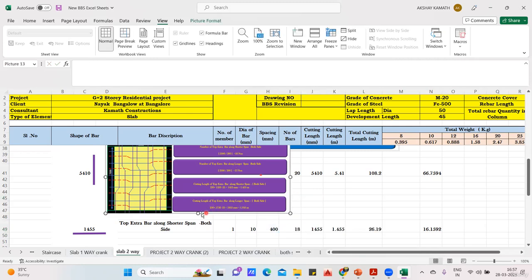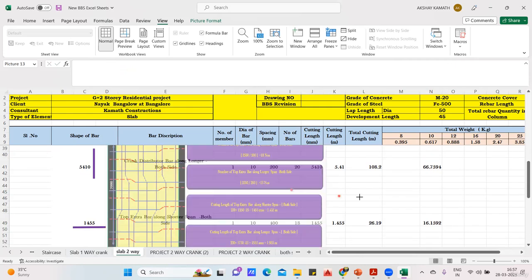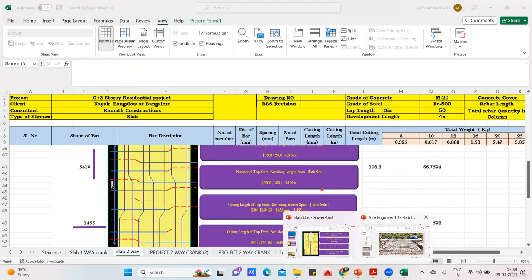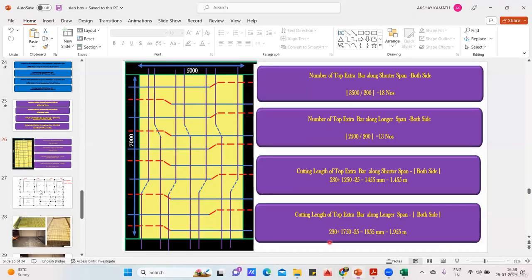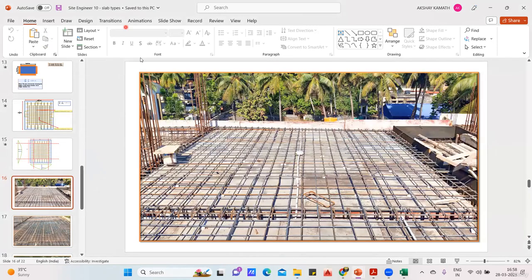When you provide this top extra bar, again you don't have to do plus 1. I'll explain it here. This top extra bar we had put only in this direction, isn't it? In this direction we had put top extra bar, at L by 2, in this way. Similarly, here we had done that. Okay, fine. So you'll not do the plus 1 here.